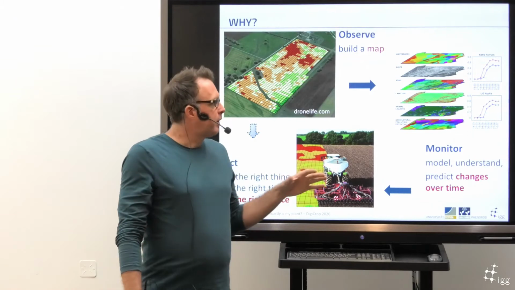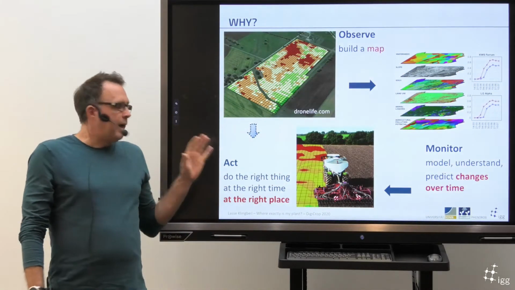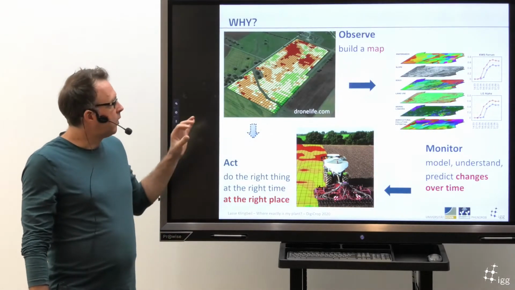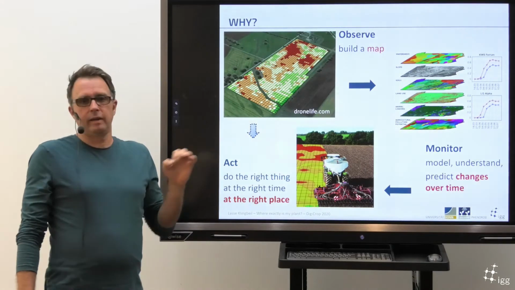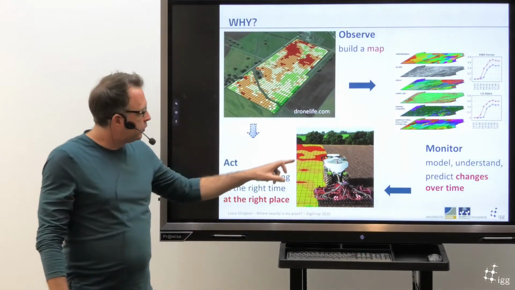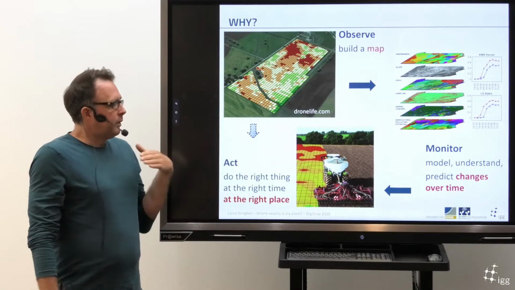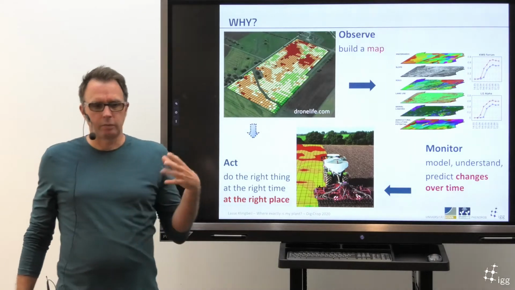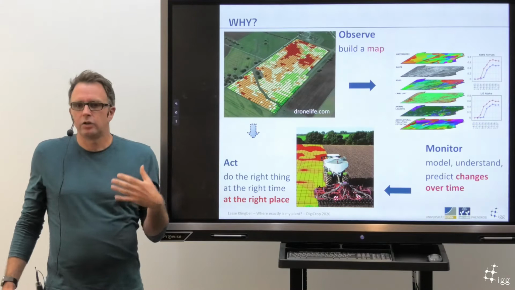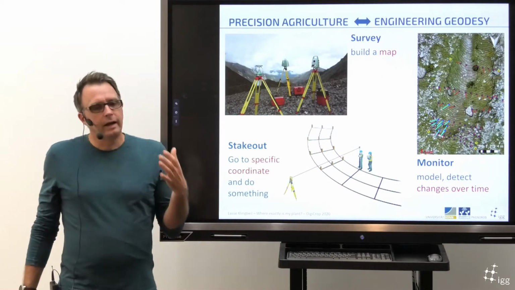And then in the third part, I want to act. So I want to do the right thing at the right time, at the right place. And these are the three things which all involve that I know where the things are going on. So what's happening here, and where I have to do some specific thing like fertilizing or spraying herbicides.